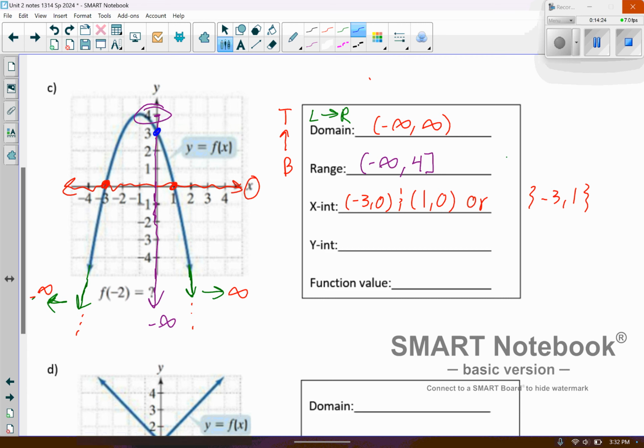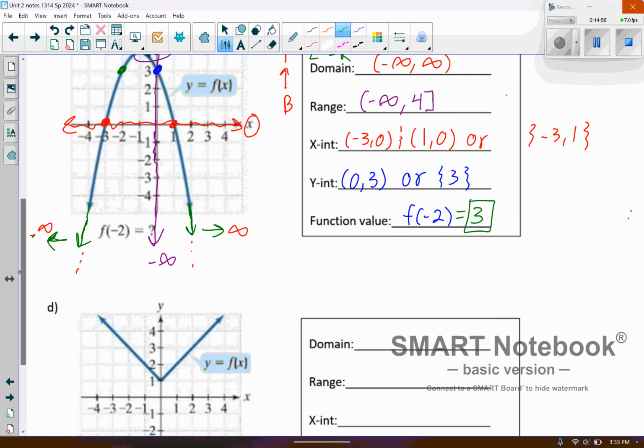Y-intercept right here up at (0, 3). Or if you're just using set notation, we just put a 3. And then my function notation, I want to know f of -2. So let's see, when x is -2, the y value, its partner, is going to be +3. And so that's what we're looking at here. +3.